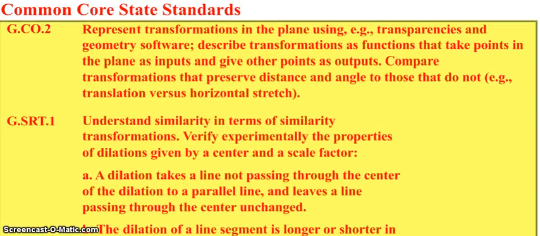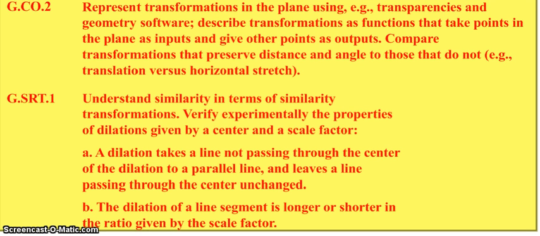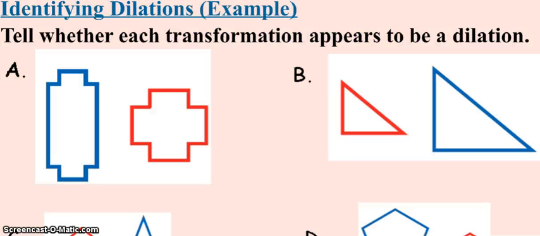Let's go to the top here so that we can look at the Common Core standards. And if you need to pause, go ahead and do so. Identifying dilations. We're going to tell whether each transformation appears to be a dilation. Go ahead and write this down now. If A, B, C, or D is a dilation, you can just write yes or no. And when you're done, turn this back on.